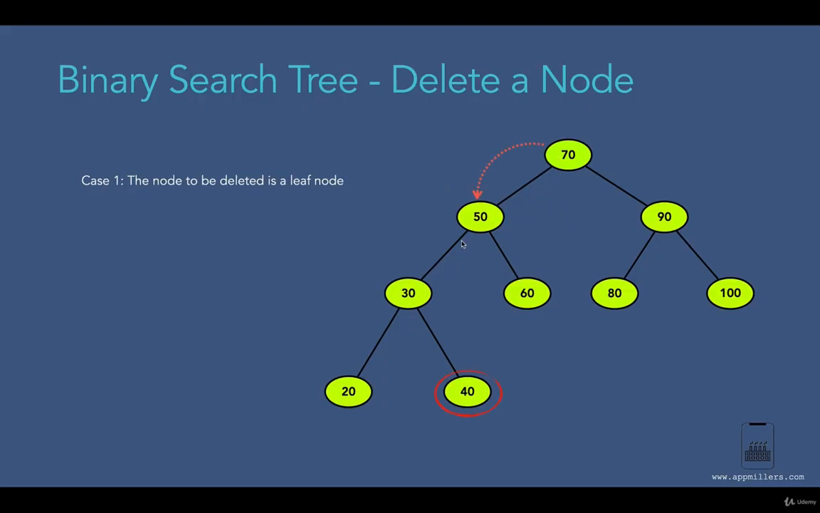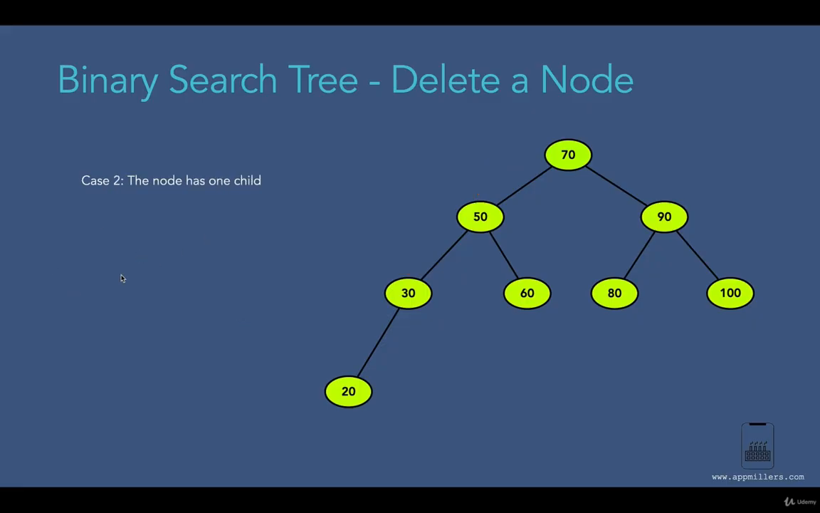Then in the left subtree we have 50. So we compare 40 with 50. We see that 40 is less than 50, so we continue one more step to the left subtree. Here, one more time we compare 30 with 40. We see that 40 is greater than 30, so we continue to the right child. In the right child, we see that 40 is located here. So we just delete this node from the binary search tree. With this, we have successfully deleted a leaf node in a binary search tree, and we have completed the first case.